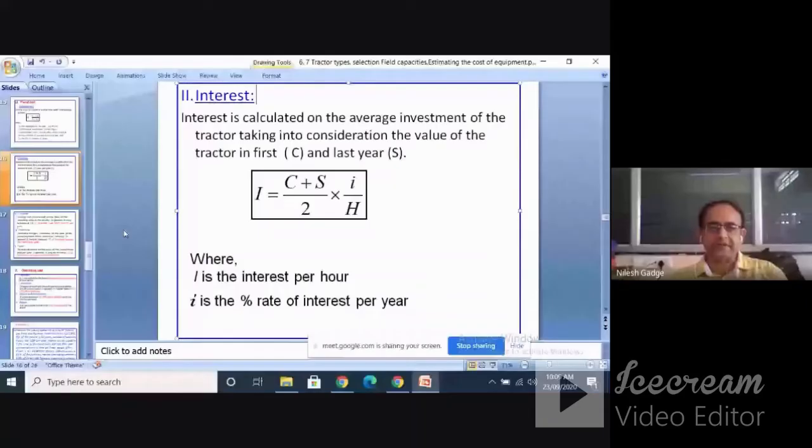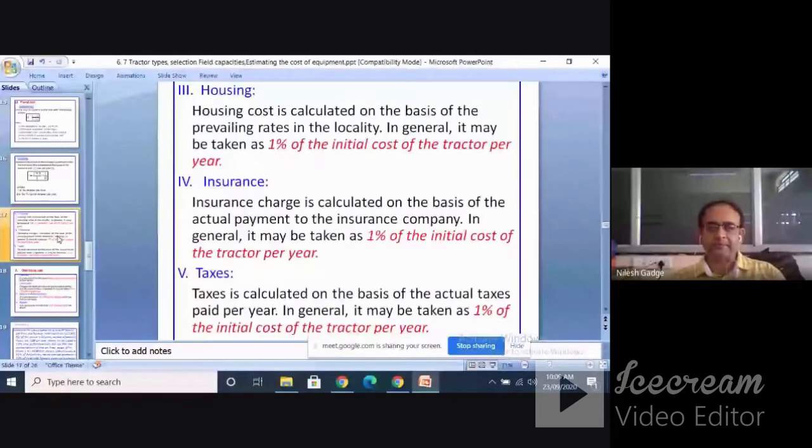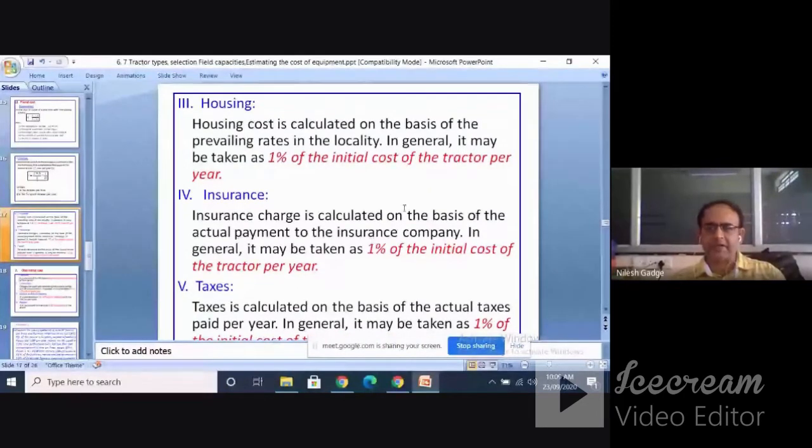If you have finished writing these interest terms, then we will see what is housing. Write down this. In short, you can write down these terms. Housing is calculated on the basis of prevailing rates in the locality. Housing is taken as 1% of initial cost of the tractor per year.